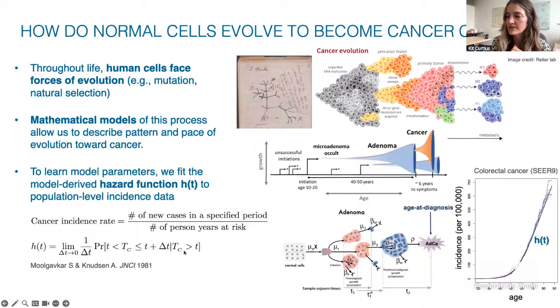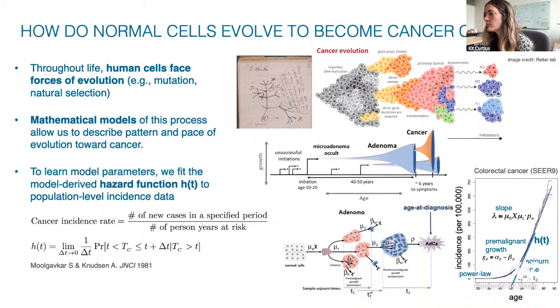And so mathematically, it's this limit of cancer development in some time between t and t plus delta t, given that you haven't gotten cancer yet. So this random variable T_C is cancer development. And when you write down that equation, you can actually fit this model to epi data and pull out some of these important parameters about growth of adenomas and mutation rates.